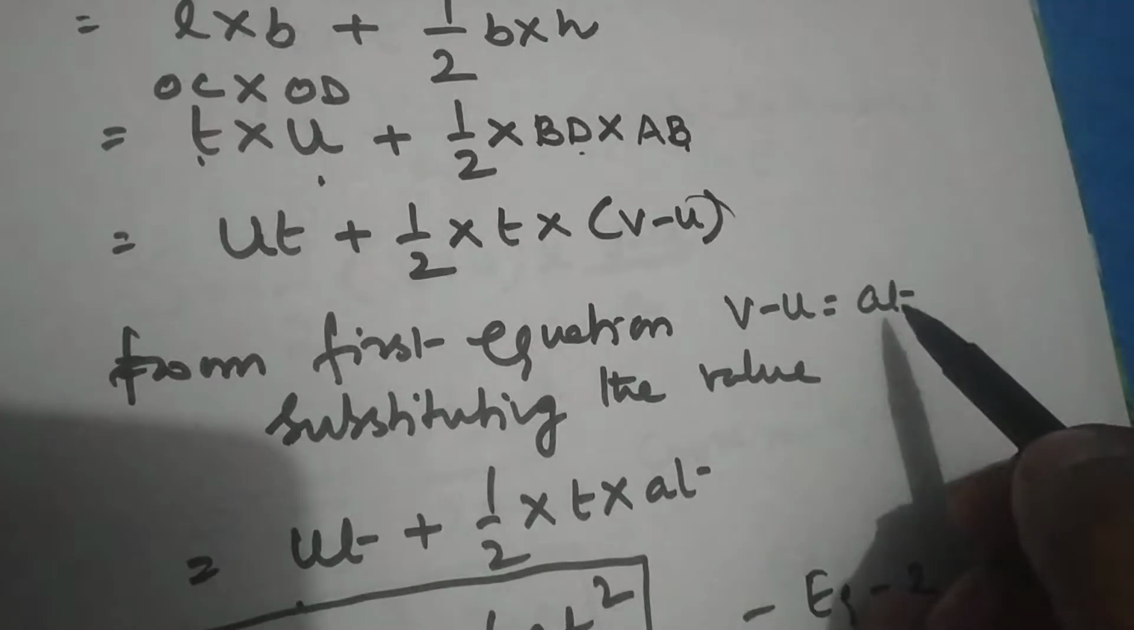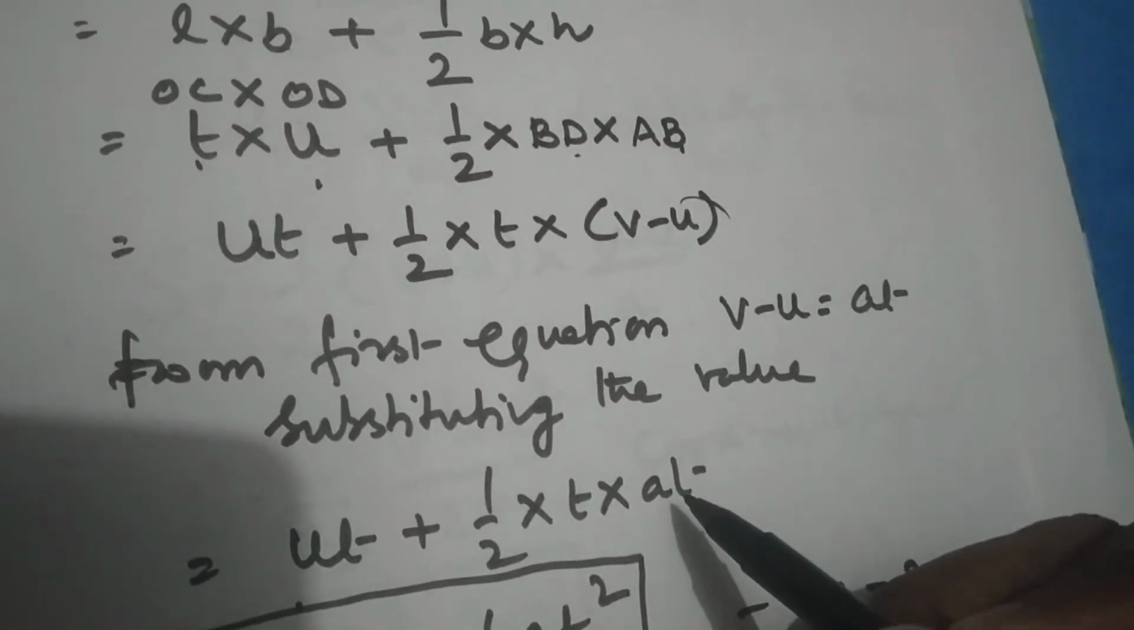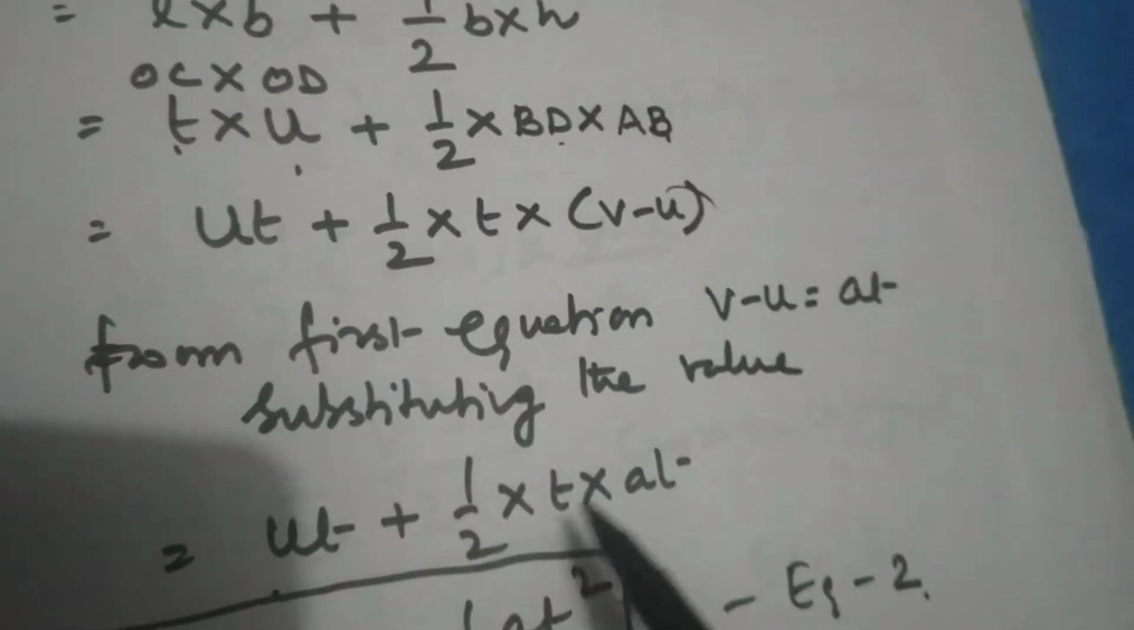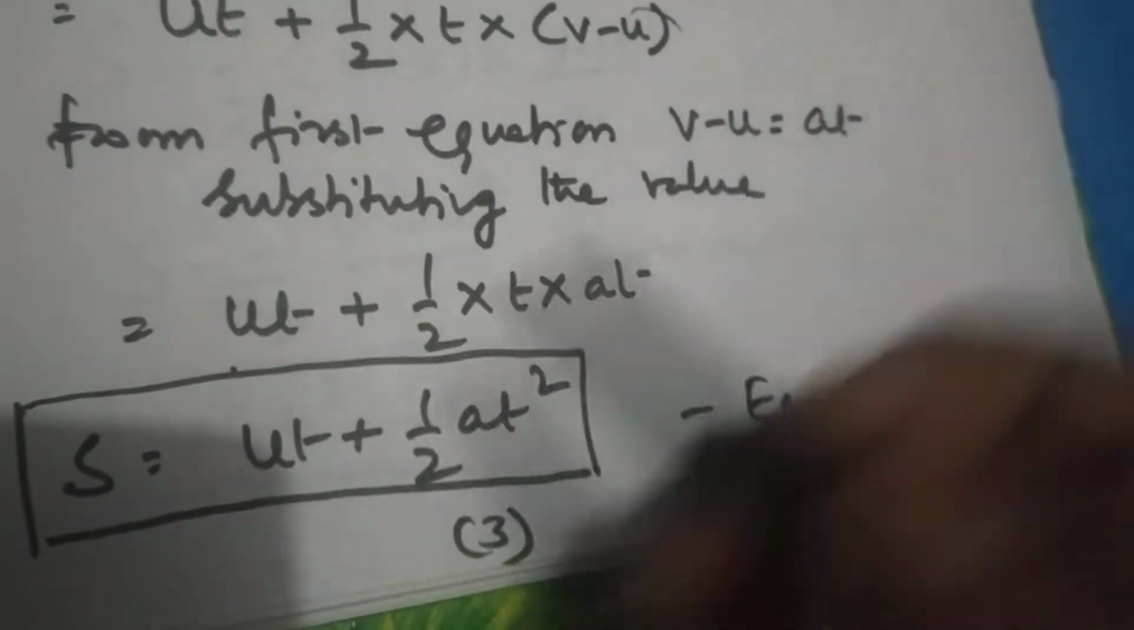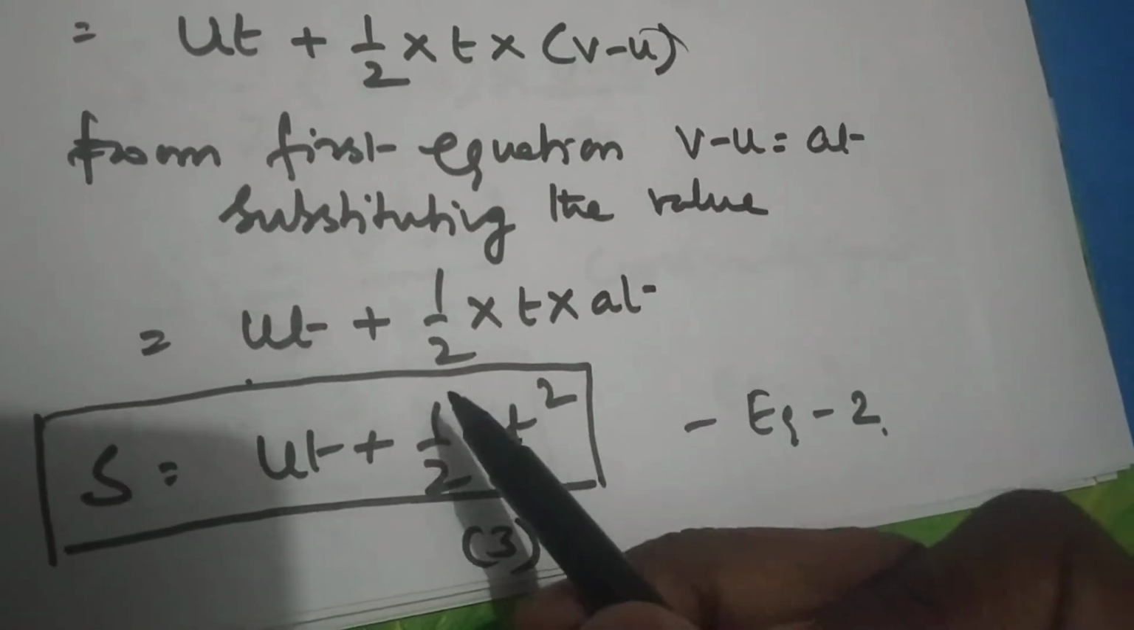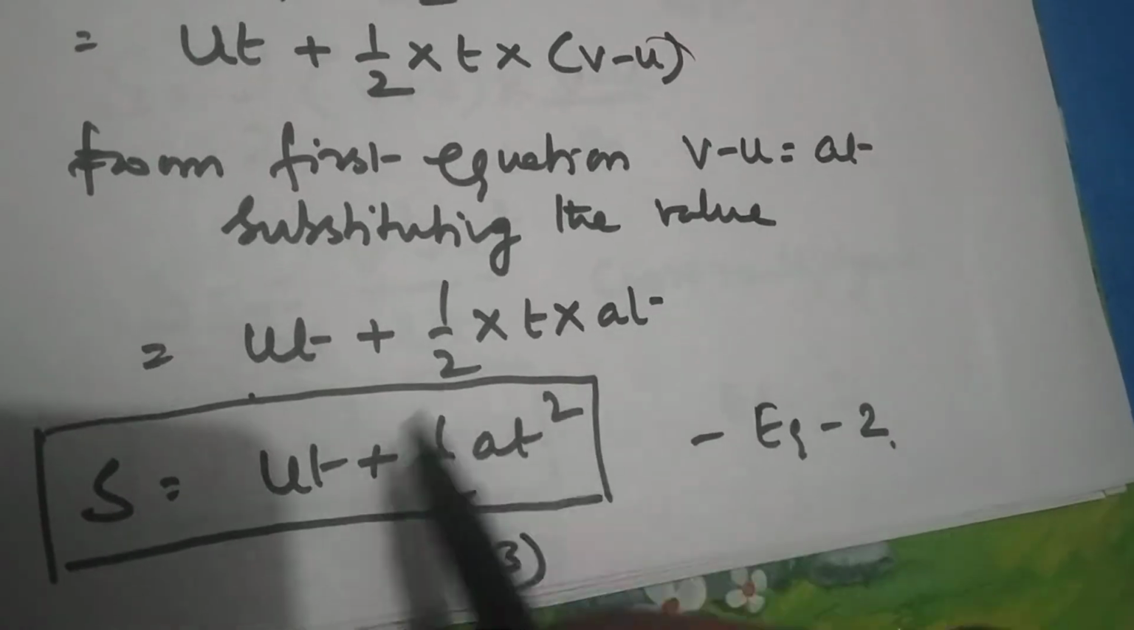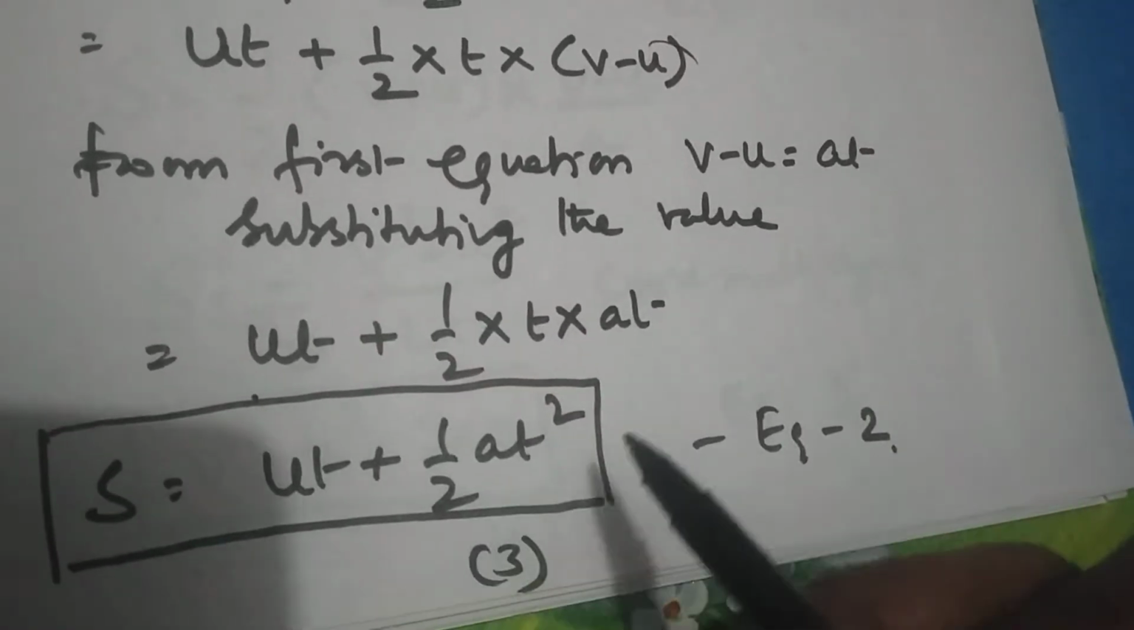And in place of V minus U, we have to put the first equation value 80 here. So 80 multiplied by T. So what you get? S is equal to UT plus half 80 T square. So this is the second equation that we have obtained.